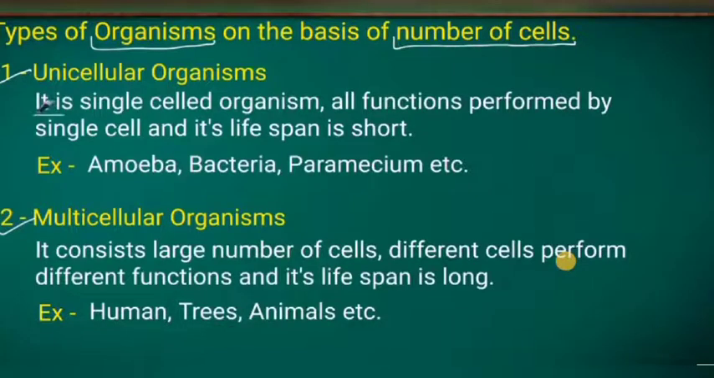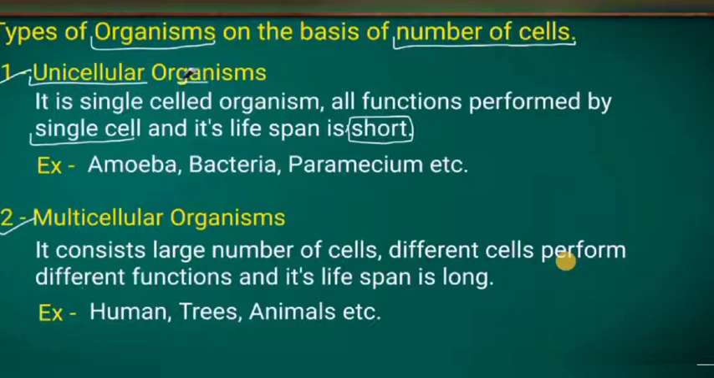Here you can see in the name, unicellular. Uni means one, or single. So it is a single cell organism, and all the functions are performed by the single cell, and its lifespan is very short. Let's take an example of a unicellular organism, that is amoeba. And amoeba does not possess a fixed shape.